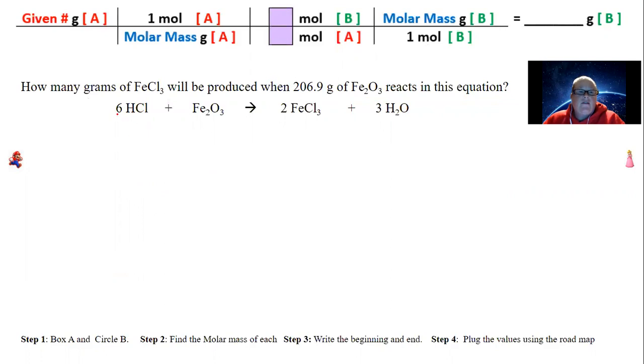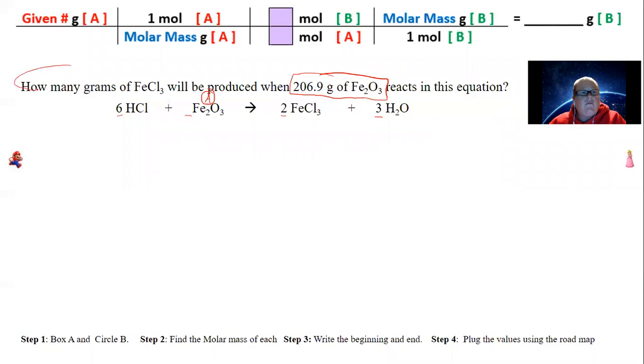So if we look at this balanced equation, the coefficients are here. We have 6, we have a 1, it's assumed to be 1, we have a 2, and a 3. The first thing I'm going to do is look for the number, because that's going to give me my A, and I'm going to put a box around it. 206.9 grams of Fe2O3. I know that Fe2O3 is my A. Wherever I have A in my roadmap, I'm going to write Fe2O3. Down here for step 1, put a box around A and circle B.